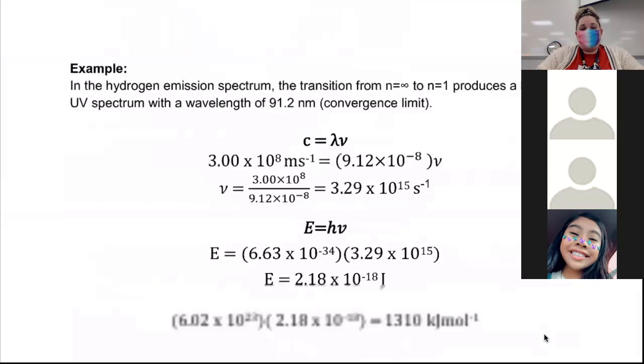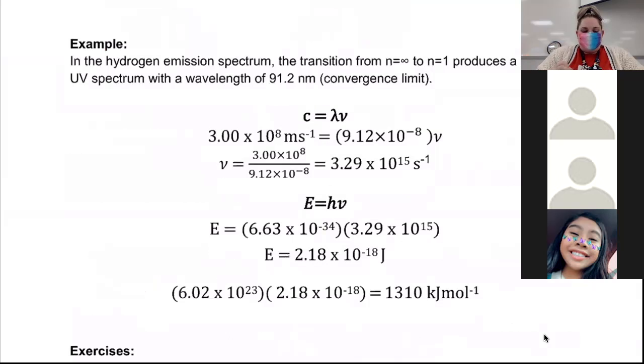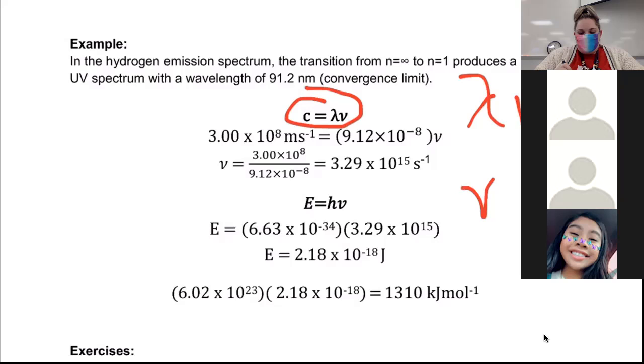The next part talks about two different equations. This equation is the speed of light equation. The upside-down y is the Greek letter lambda, and that represents my wavelength. The little thing that looks like a V is actually not a V. It's a Greek letter called nu, N-U, and that is the symbol we use for frequency.